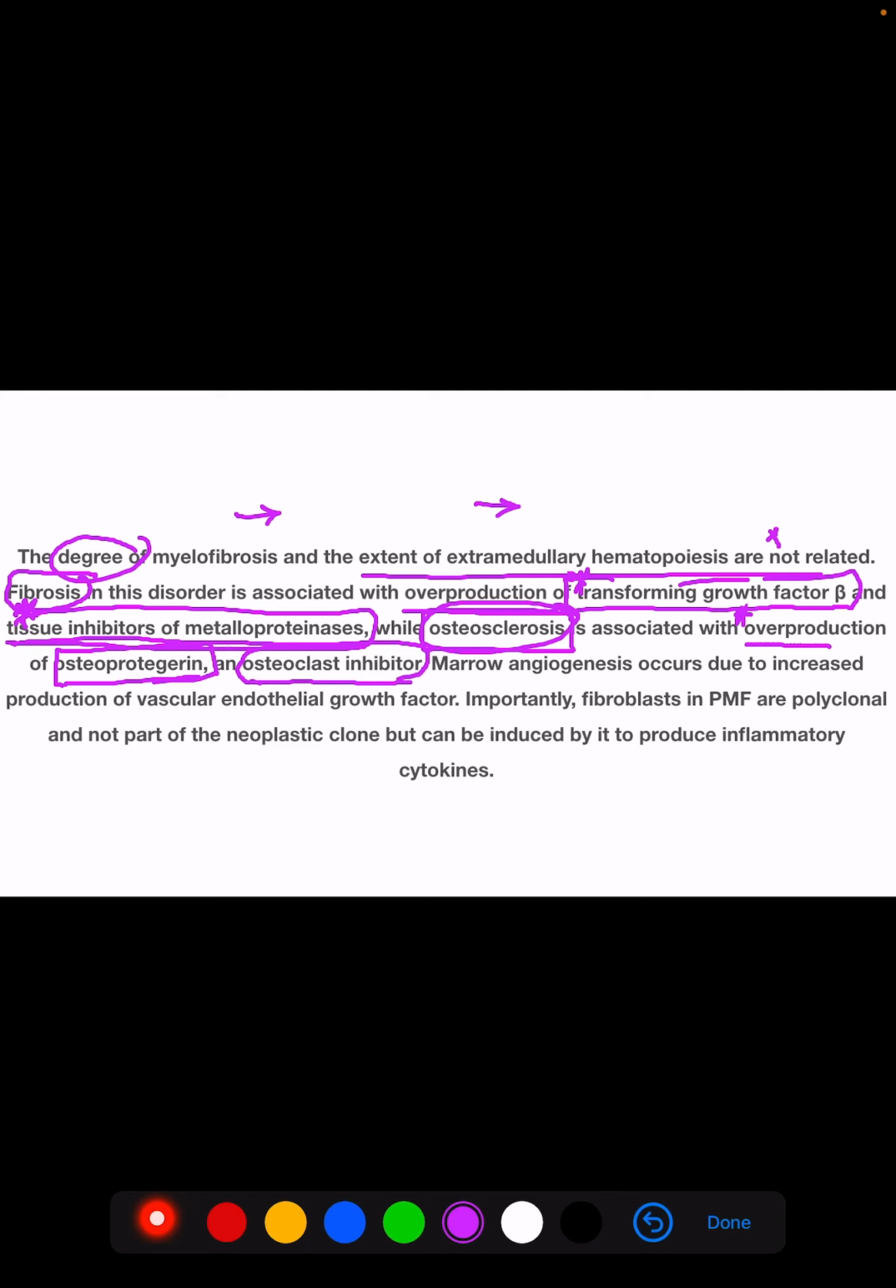Marrow angiogenesis occurs due to increased production of vascular endothelial growth factor. So VEGF, this growth factor, is essential for marrow angiogenesis.